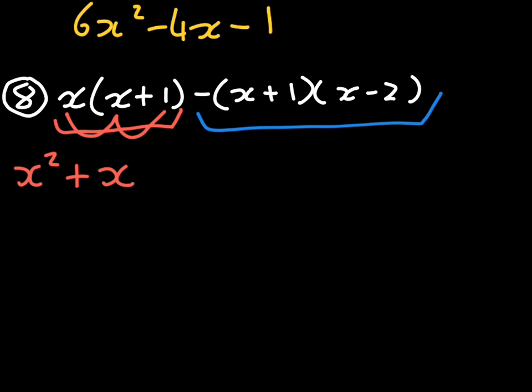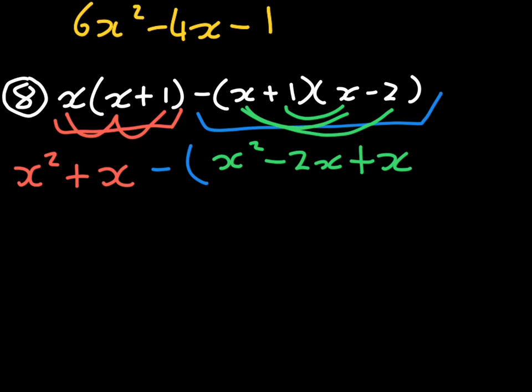Now, for the second set, we need to multiply x plus 1 by x minus 2, and this is just our straightforward FOIL method. So F for first means we're going to multiply x by x, and that gives us x squared. Next, multiply x by minus 2, gives us minus 2x. Next, x times 1, or 1 times x, gives us plus x. And lastly, 1 times minus 2 gives us minus 2.